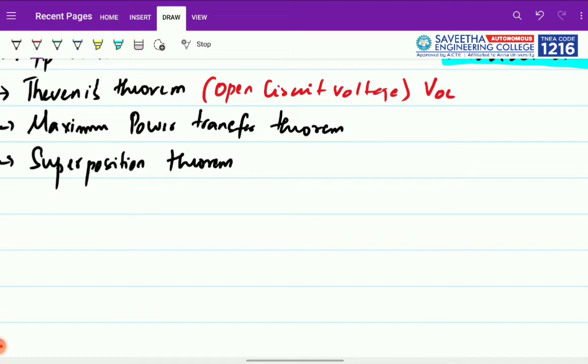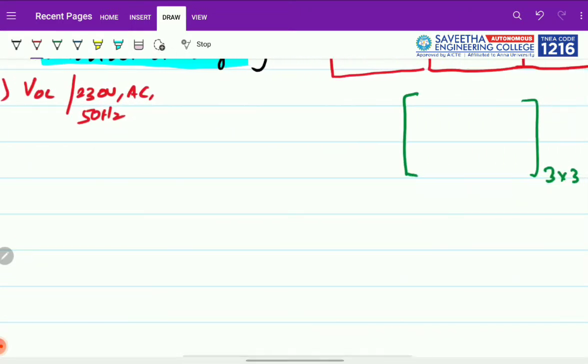For example, in our home, we are using a 230 volt AC supply, which is of 50 hertz. The place where the power is generated will have different values. For example, you assume this is the place where the power is generated, this is a power station.